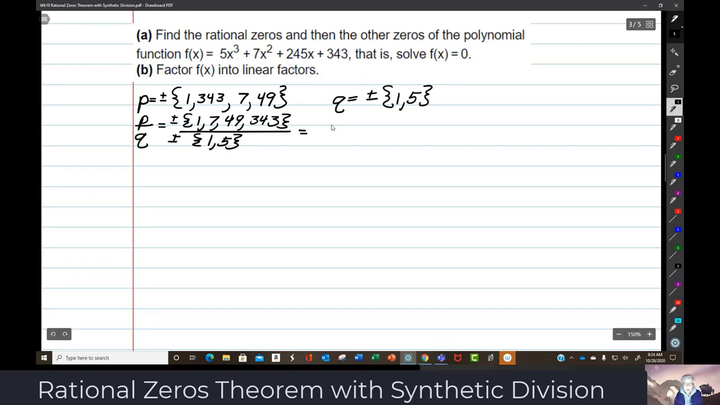So this is going to give us a whole list. 1 over 1 and 1 over 5 and 7 over 1 and 7 over 5 and 49 over 1 and 49 over 5 and 343 over 1 and 343 over 5, plus or minus.